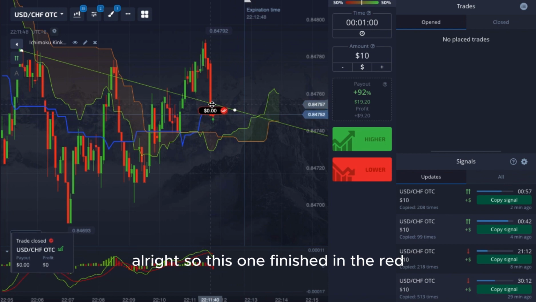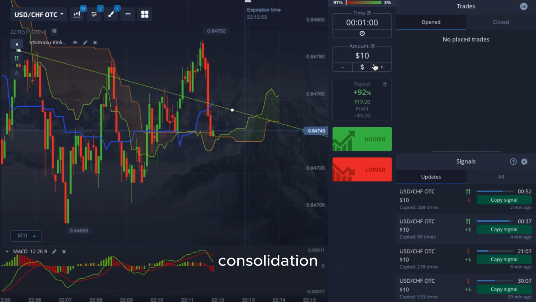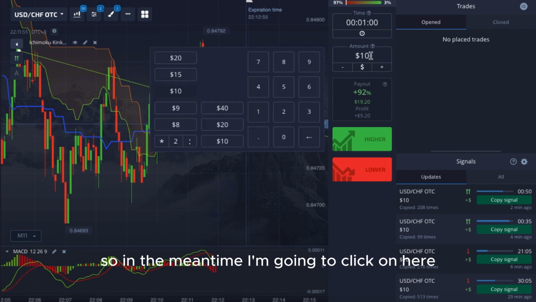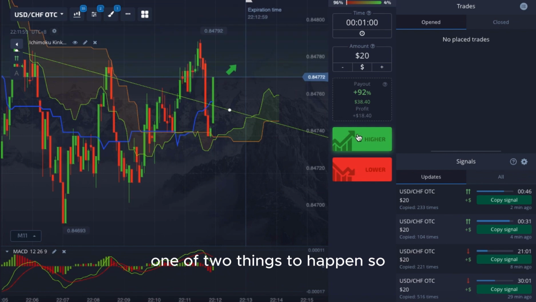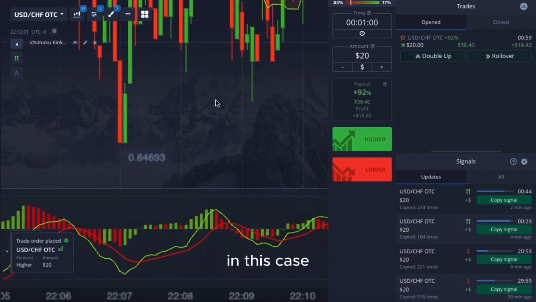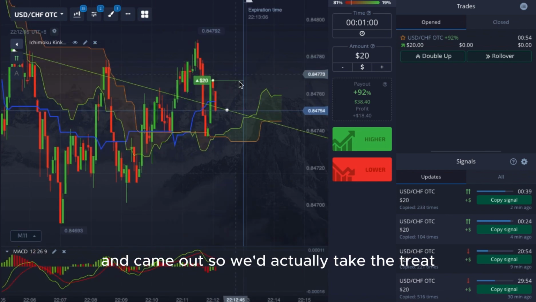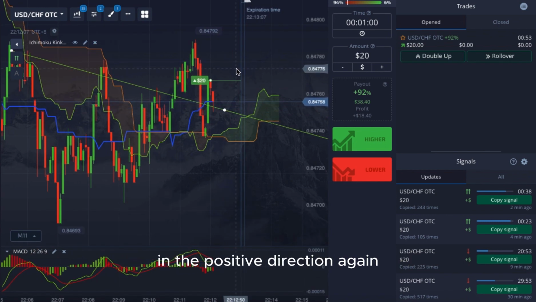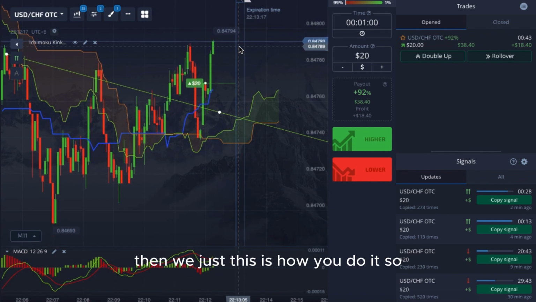Alright, so this one finished in the red, and it seems to be consolidation. So in the meantime, I'm going to click on here, click the opposite side. I'm going to wait for one of two things to happen. In this case, what happened here was that it went in and came out. So we'd actually take the trade in the positive direction again. In rare situations, when it goes into the cloud and comes out, this is how you do it.